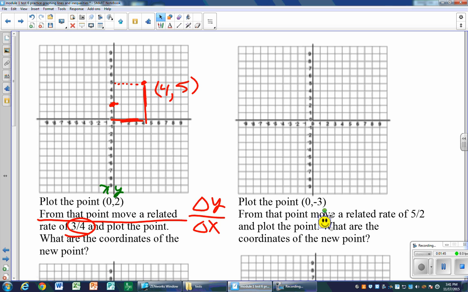Plot the point 0, -3. In the x direction, go 0. In the y direction, go -1, -2, -3. Plot that point. That's what it means. We are above the 0 or below the 0, and we are at the same level as the -3.